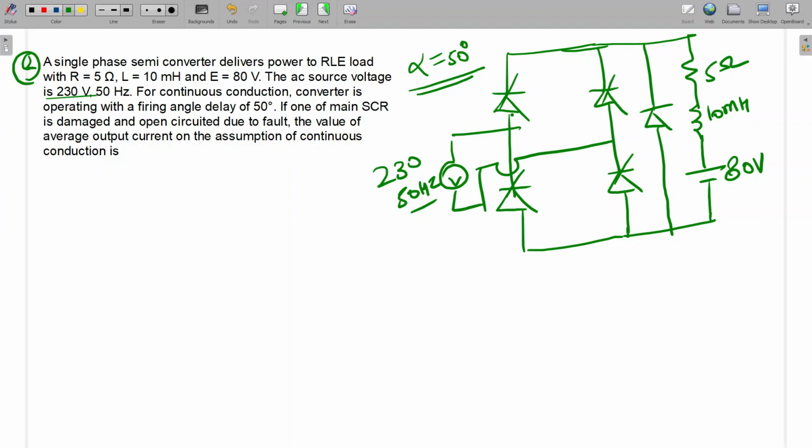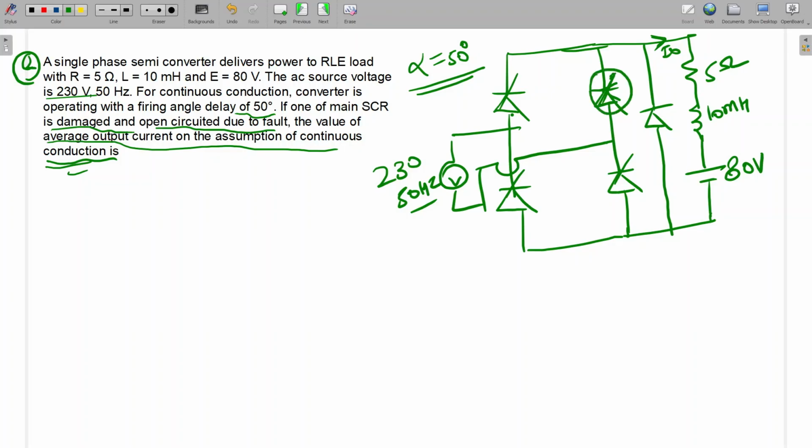For continuous conduction, when a converter is operating with continuous conduction, we can say that the output current is constant. If one of the main SCRs is damaged, open circuited due to a fault, then find the value of average output current on the assumption of continuous conduction. This type of language will be given. In that case, we can assume that the output current is continuous and ripple free. So let's say this thyristor is damaged.